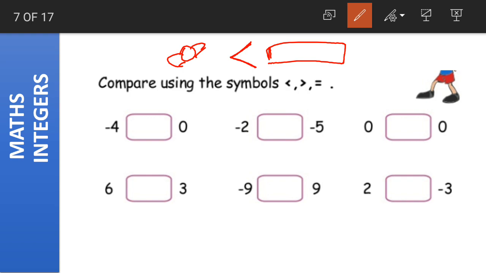Now what did I say about this symbol? This symbol looks like L. So this is the less than symbol. This small is less than big. Isn't this correct? Small is less than big.